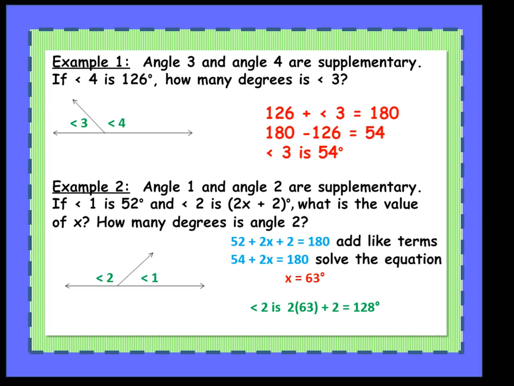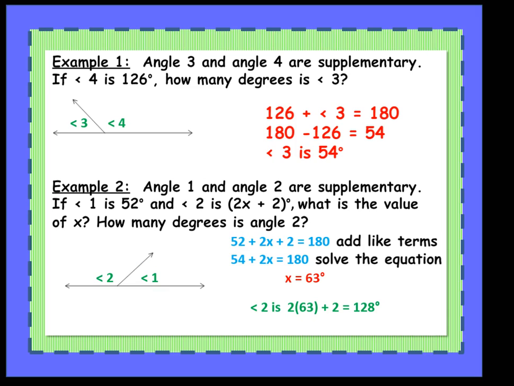So right here in blue, they show you how to set up the equation to solve for x. So it says the angles are supplementary, so we know our total is going to be 180. So it's on the right by itself. Then it says angle 1 right here is 52 degrees, so that's where they got this from.